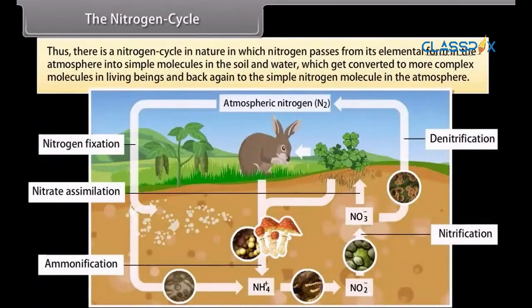Thus, there is a nitrogen cycle in nature in which nitrogen passes from its elemental form in the atmosphere into simple molecules in the soil and water, which get converted to more complex molecules in living beings and back again to the simple nitrogen molecule in the atmosphere.